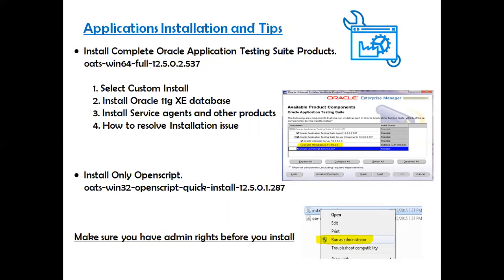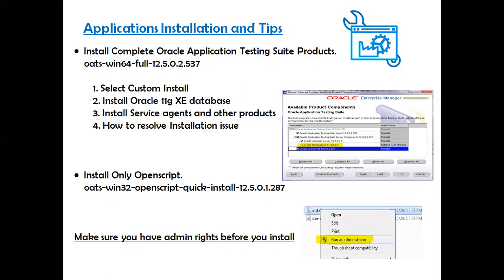Now you will ask, okay, then how is the database going to be used, or which database is going to be used? For that I'll suggest you download a separate database before you even install OATS. This is the trick. Before you install Oracle Application Testing Suite on your machine, download the Oracle 11G Express Edition database. On Google, just search Oracle XE 11G download, download the Oracle XE database on your machine, and install it.